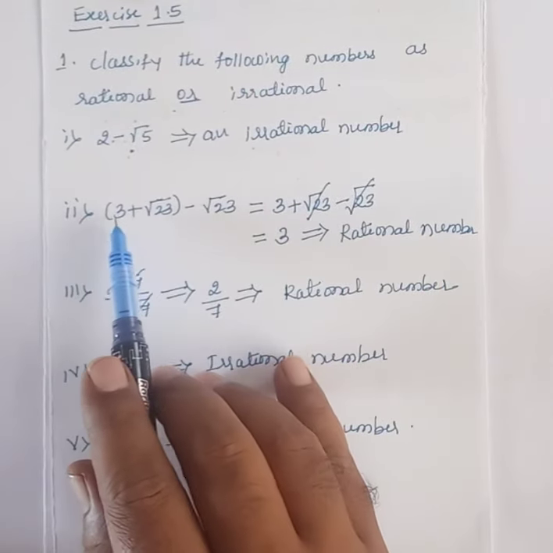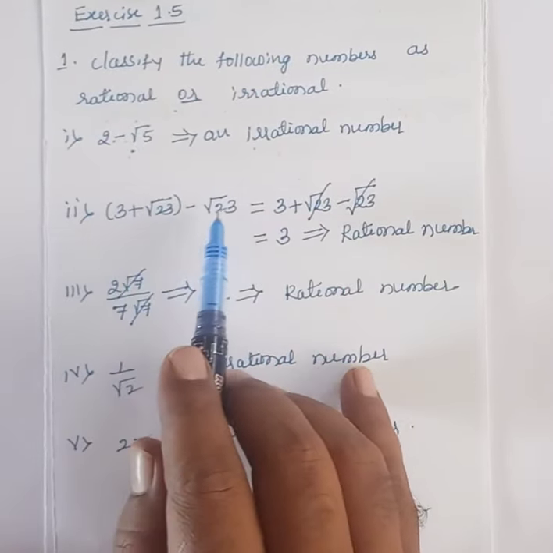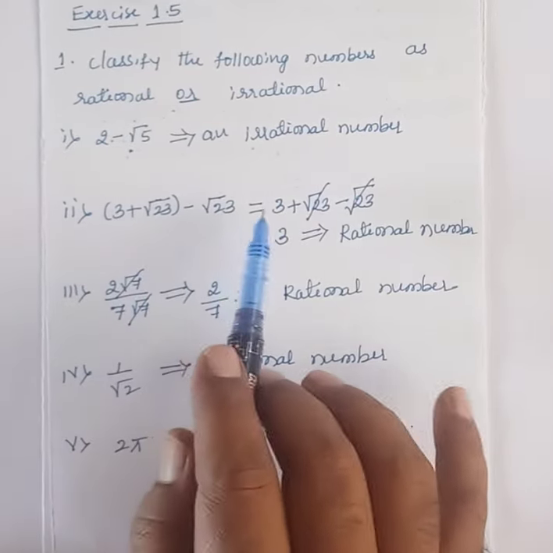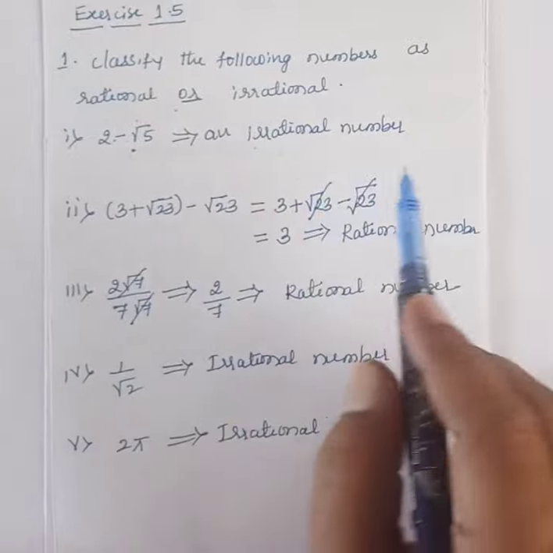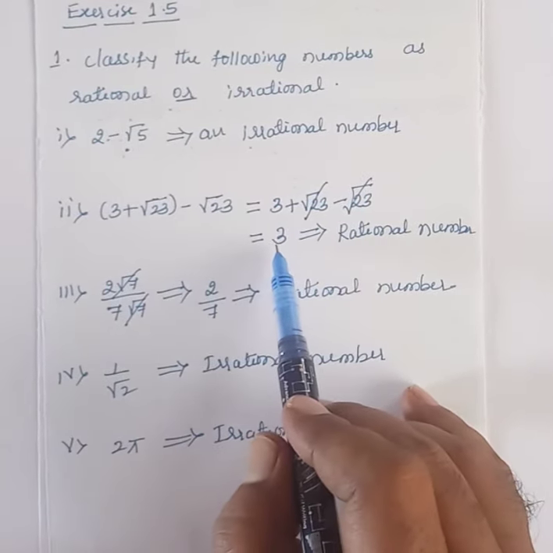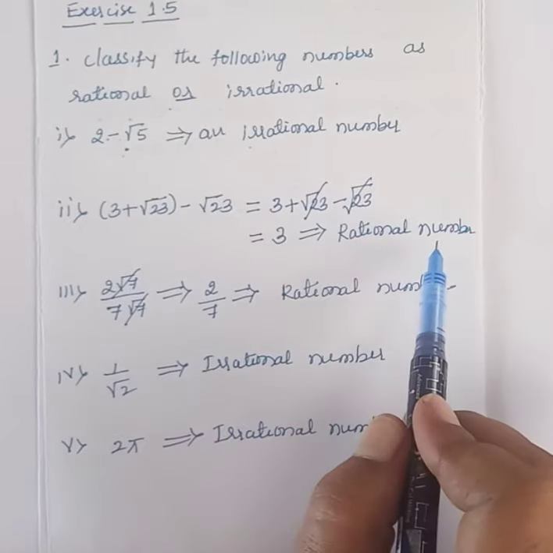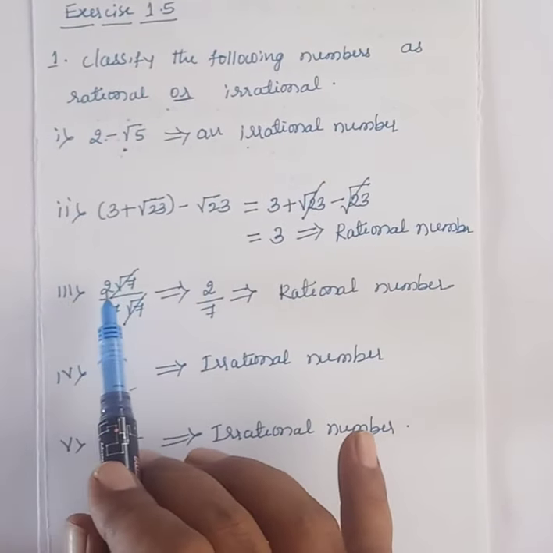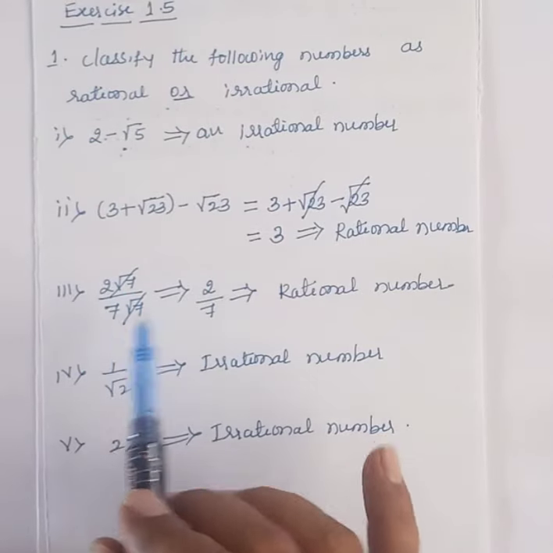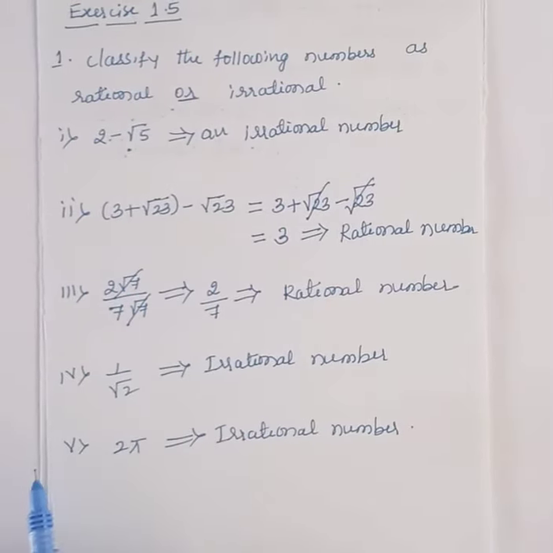Second one, 3 plus root 23 minus root 23. Can simplify this one. This is equal to, see, 3 plus root 23 minus root 23. Plus root 23 minus root 23 get cancelled. Remaining is only 3. So 3 is a rational number. So third one, 2 root 7 divided by 7 root 7. See, root 7 will get cancelled. 2 by 7, this is a rational number.